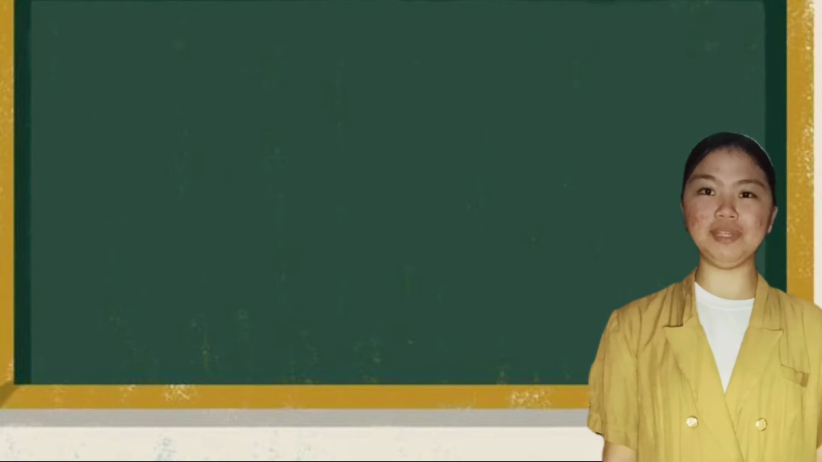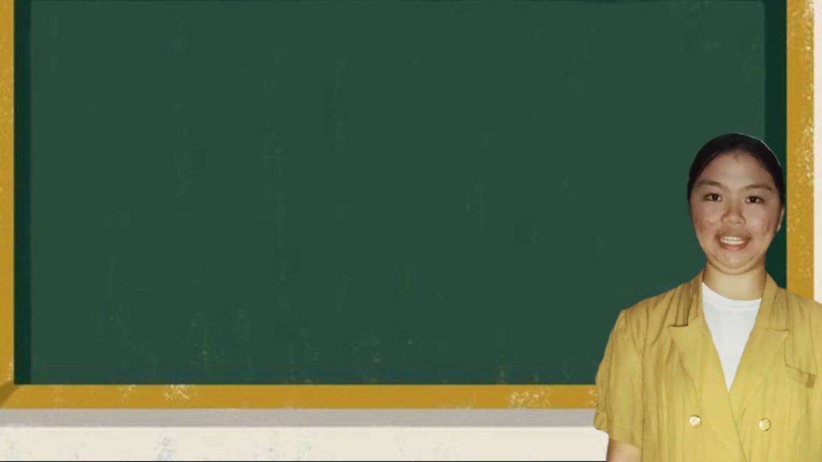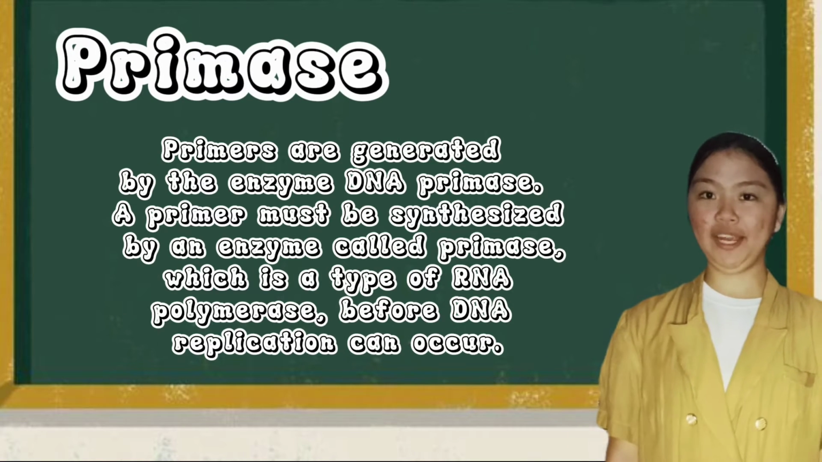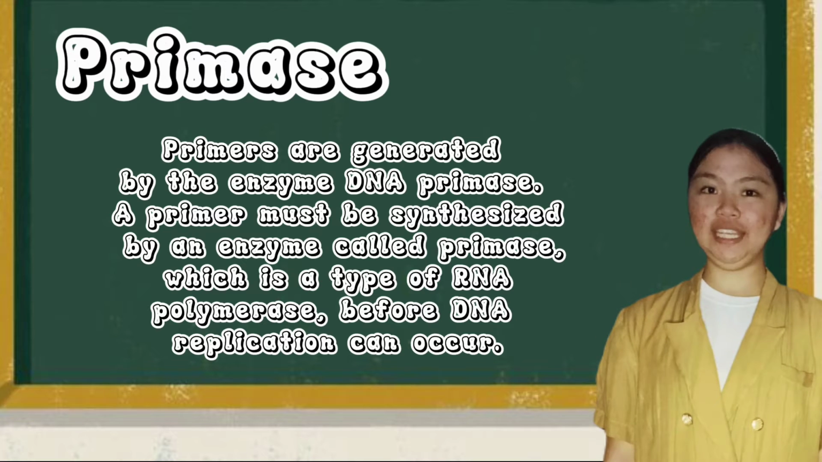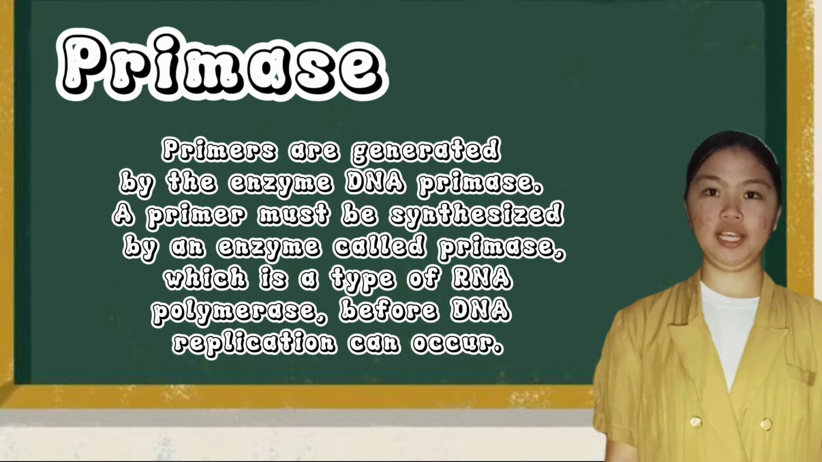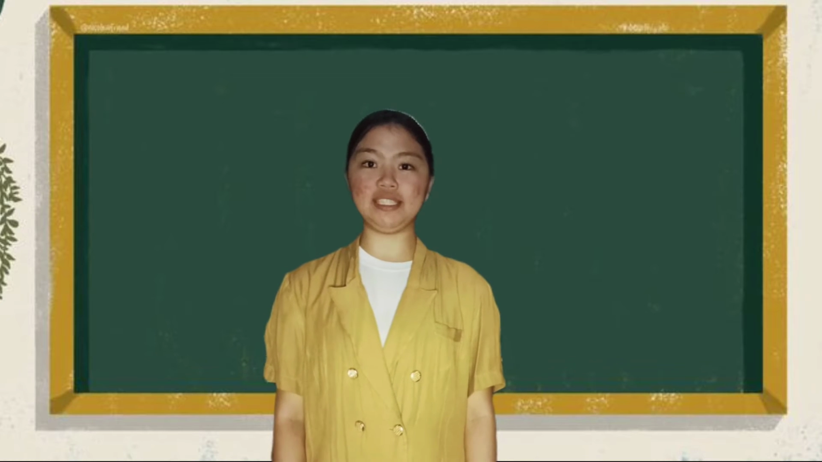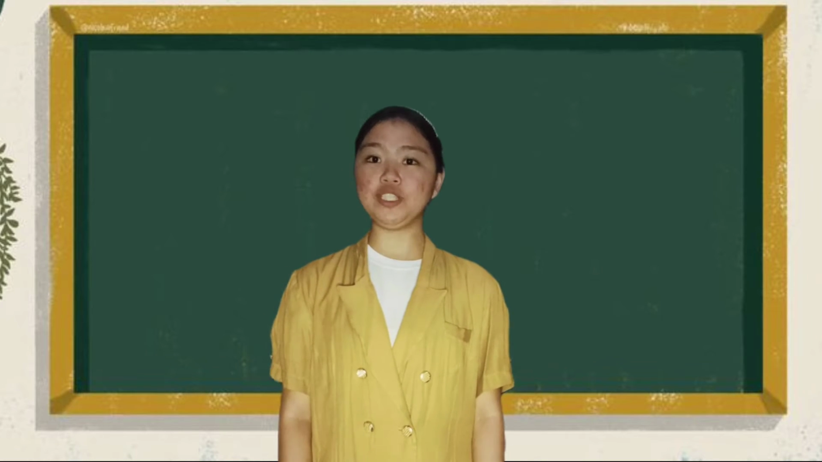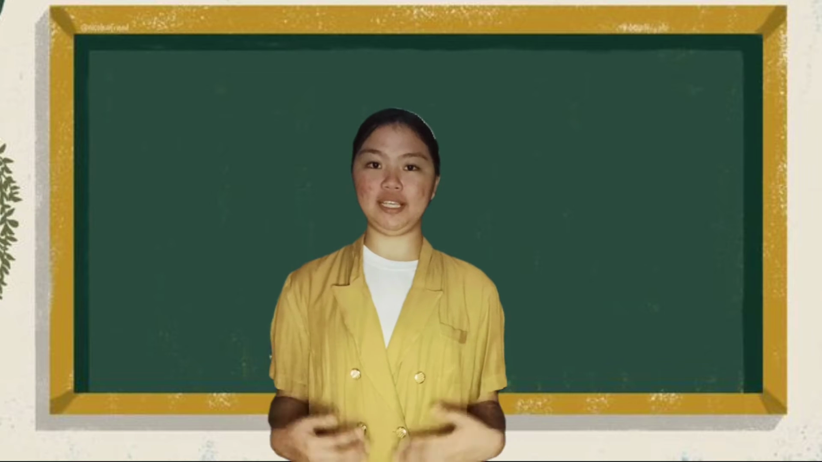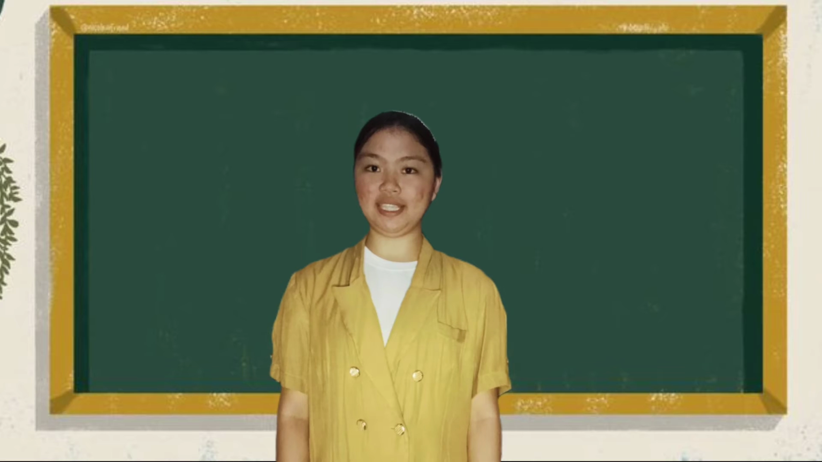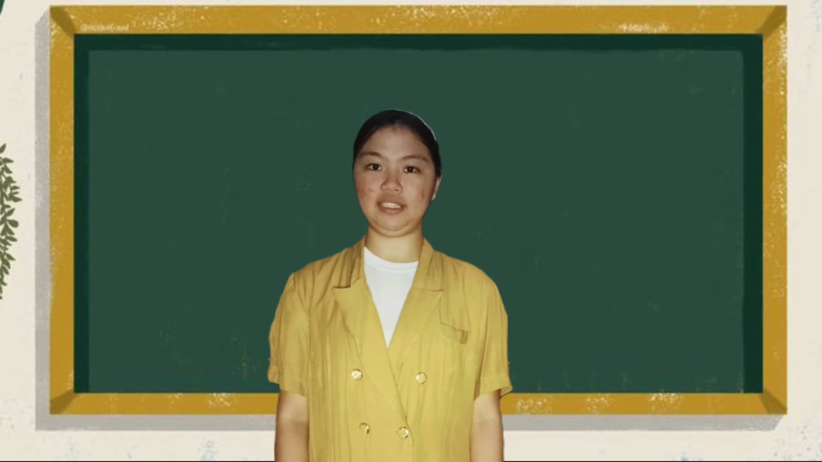A primer must be synthesized by an enzyme called primase, which is a type of RNA polymerase, before DNA replication can occur. The synthesis of a primer is necessary because the enzymes that synthesize DNA, which are called DNA polymerases, can only attach new DNA nucleotides to an existing strand of nucleotides.